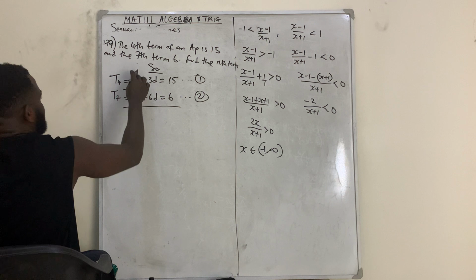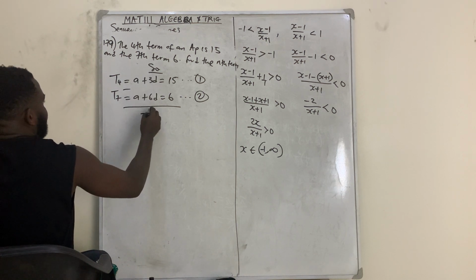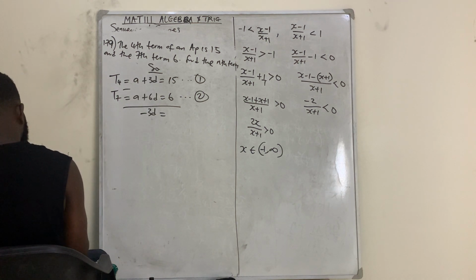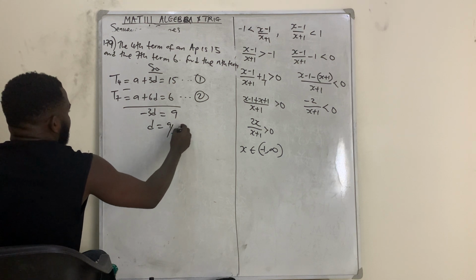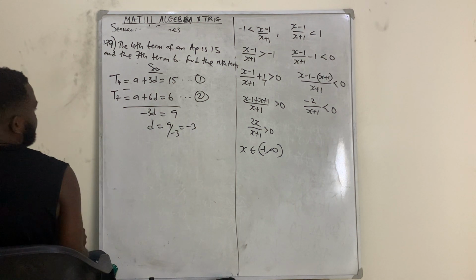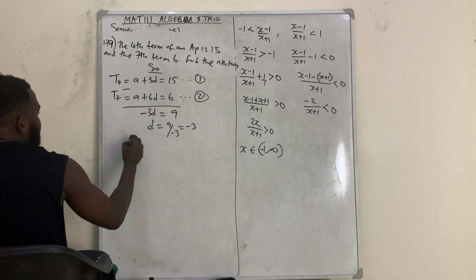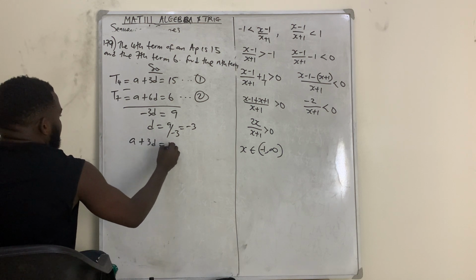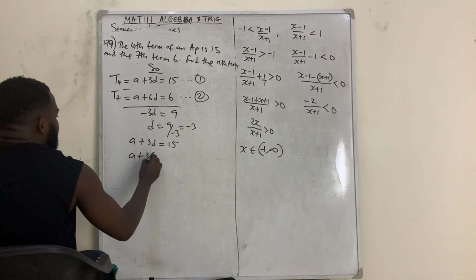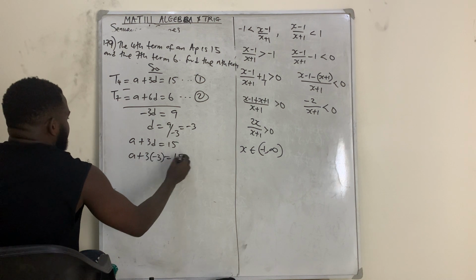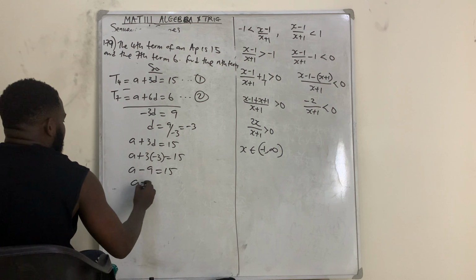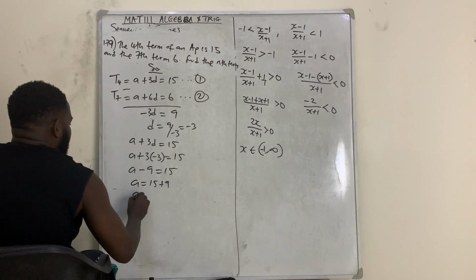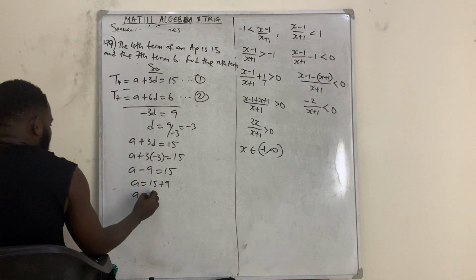So if you subtract, this minus this is gone. This minus this will give you minus 3D is equal to 15 minus 6, which is 9. So my D will now be 9 divided by minus 3, which is minus 3. Okay? So that is that. Now, you say that A plus 3D is equal to 15. So A plus 3 into minus 3 is equal to 15. So A minus 9 is equal to 15. So my A will now be 15 plus 9. So my A is equal to 24.